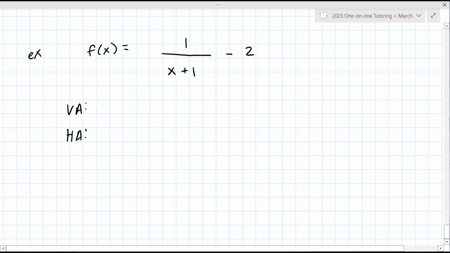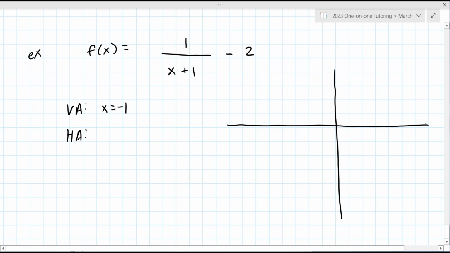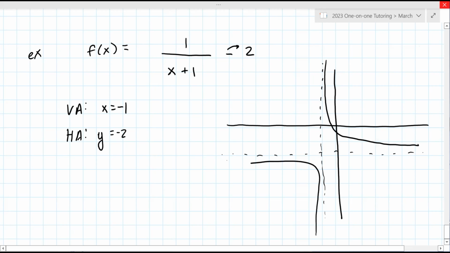X equals -1. And how about the horizontal one? Y equals -2. Why is it -2? It's whatever this number is, including the sign. Okay, so x equals -1 is a vertical line here, y equals -2 is a horizontal line there, and just like we've done before, you're going to graph in the top right and then bottom left there.